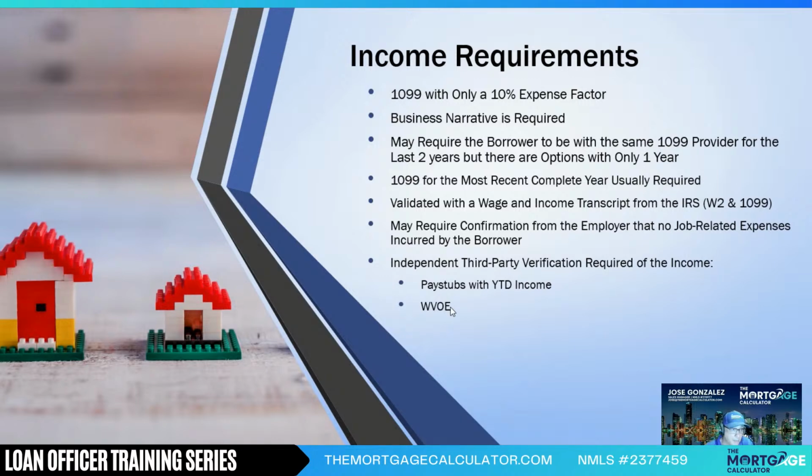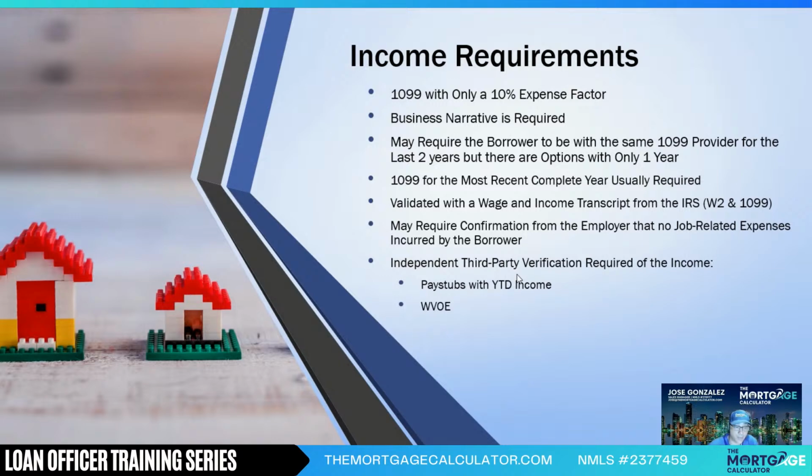And in some cases, depending on the nature of the job, it may require confirmation from the employer that no job-related expenses are incurred by the borrower. And a critical point to note here, there is independent third-party verification required of the income. What type of verification are we talking about? We're talking about either pay stubs with year-to-date income. Obviously, there are no taxes being removed. It's just going to have the gross amount paid each distribution, or however often the borrower gets paid.